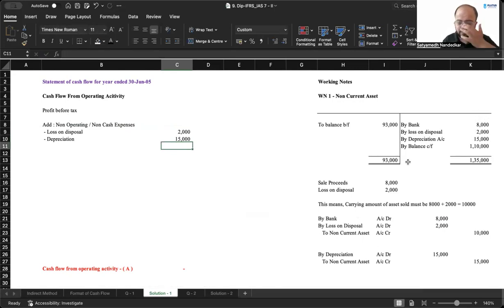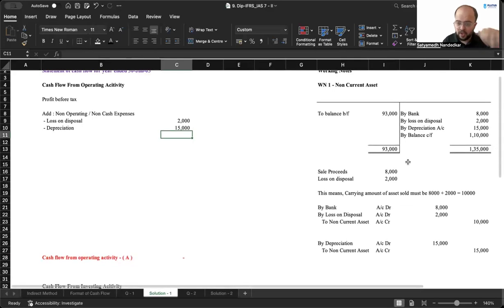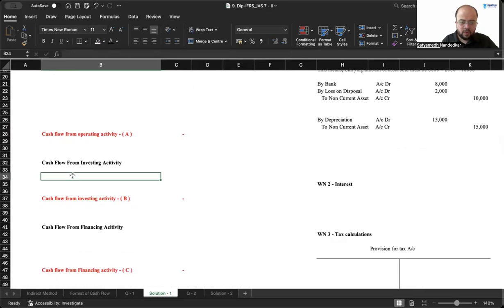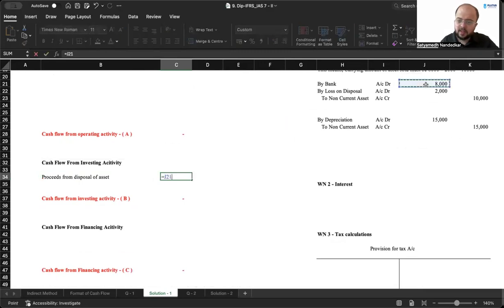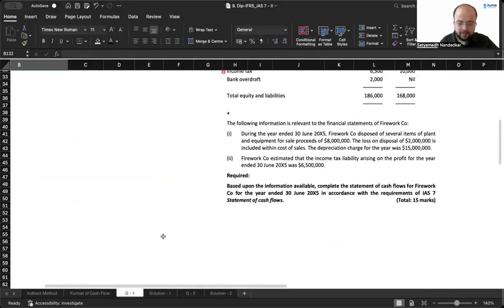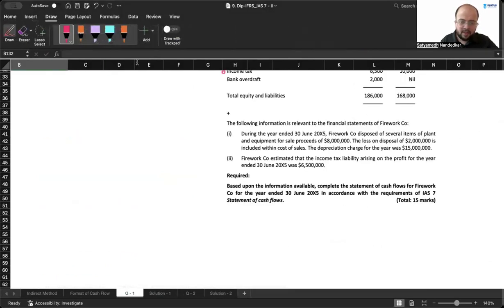8,000 is the amount of cash received on disposal of the asset. So what you are going to write here is proceeds from disposal of asset. How much? 8,000. Okay. Now this is done. So put a tick mark here to tell yourself that yes, this adjustment has been taken care of.